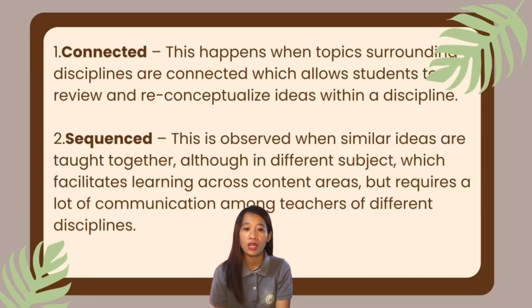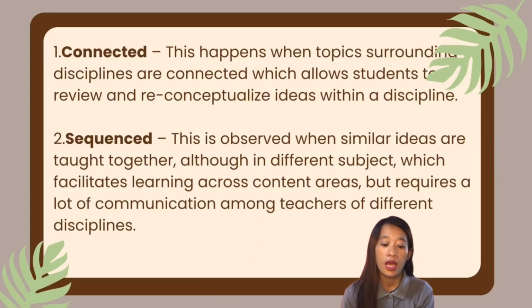And the second one is sequenced. This is observed when similar ideas are taught together, although in different subjects, which facilitates learning across content areas but requires a lot of communication among teachers of different disciplines. In the sequenced model, units are taught separately but are designed to provide a broad framework for related subjects. For example, while reading a text about blackberries, a parallel lesson can be taught in science.